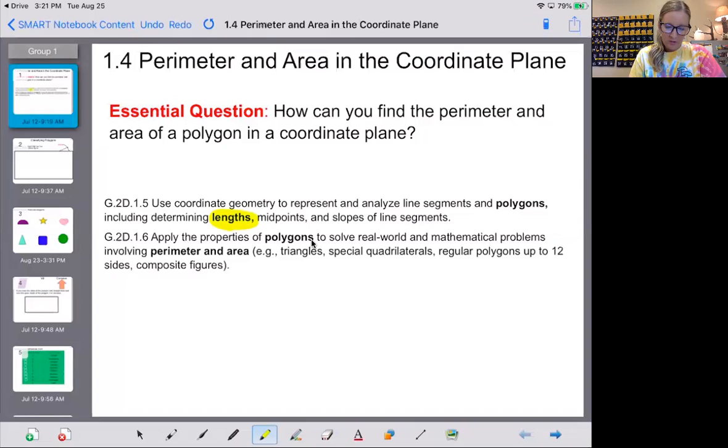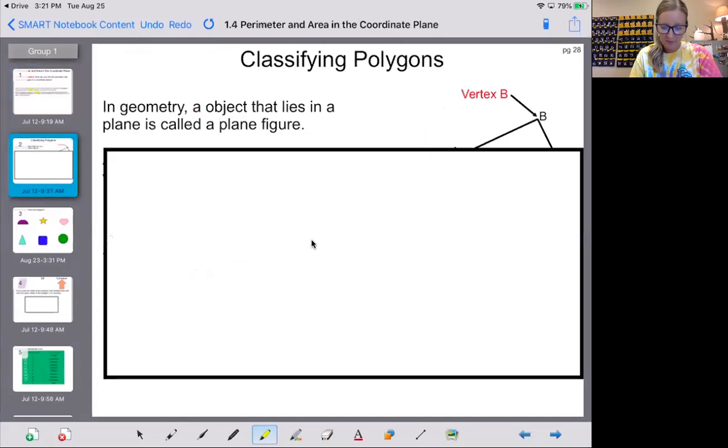And then we are also going to hit polygons today. So you'll be given the definition of a polygon, but also the different names of polygons. So for example, you might have a triangle, quadrilateral, pentagon, hexagon, etc. There will be a slide later on for you to write down the different names.